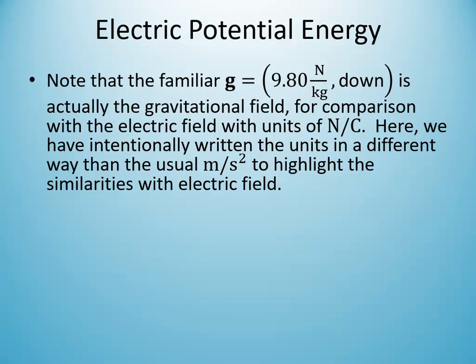A newton per kilogram is the same thing as a meter per square second, but we wrote it this way so that we can make an analogy with the electric field units of newtons per coulomb. In other words, 9.8 meters per square second, i.e. 9.8 newtons per kilogram, is the gravitational field strength, just as some number of newtons per coulomb is the electric field strength. So when we talk about a gravitational field, we are literally talking about the rate at which an object would accelerate if dropped in a gravitational field.